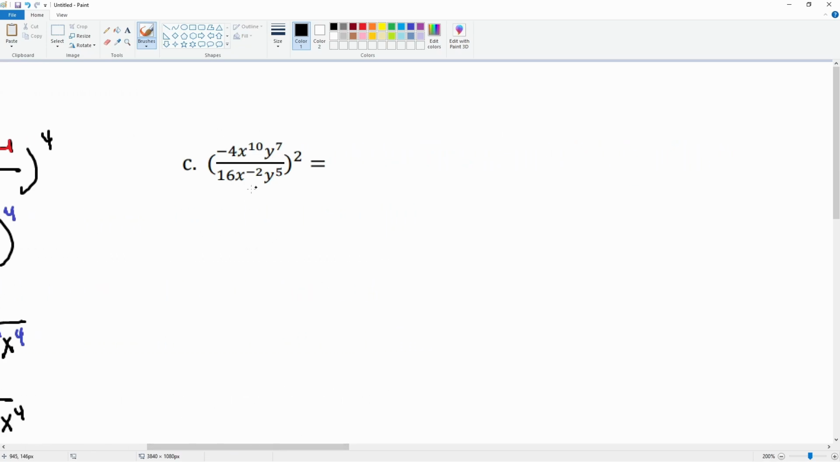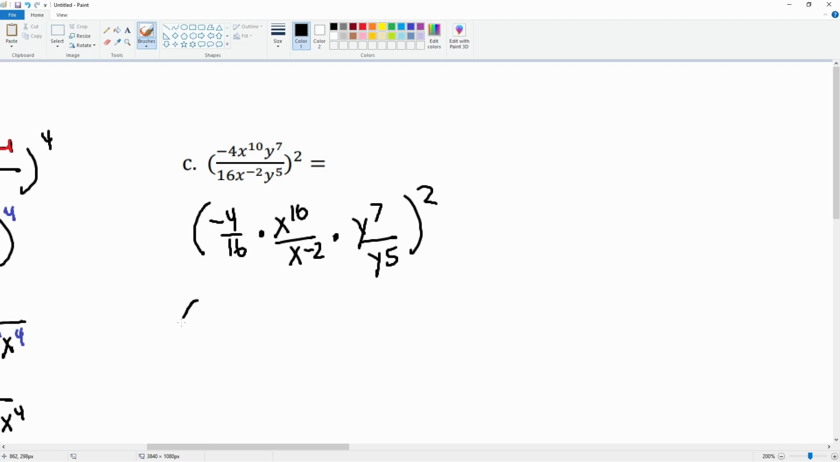Again, we can try to distribute, or we could simplify it inside the parentheses first. We have a negative 4 over 16. We have x to the 10 over x to the negative 2. Then we have y to the 7 over y to the 5, all the way to the 2nd power. So this can be simplified to negative 1 over 4, because 4 goes into negative 4 negative 1 times. 4 goes into 16 4 times.